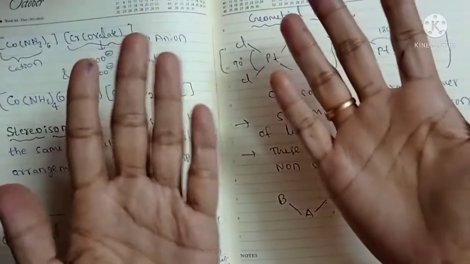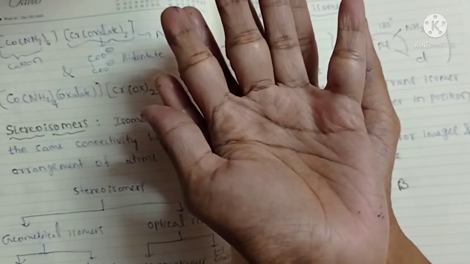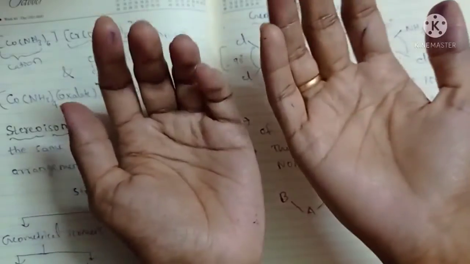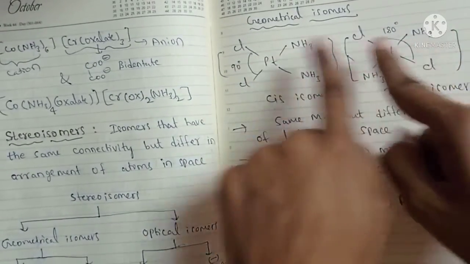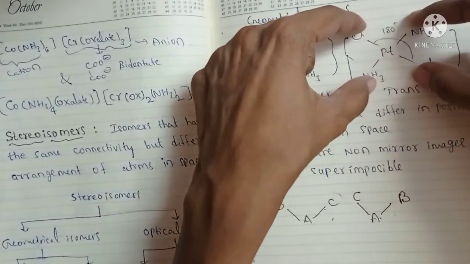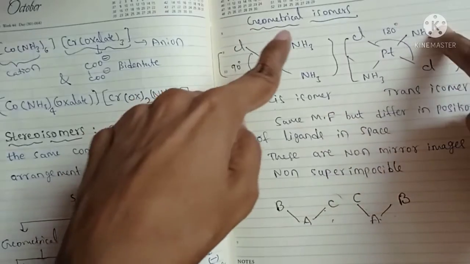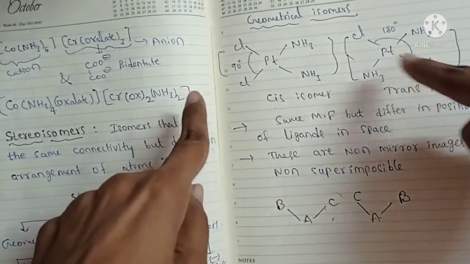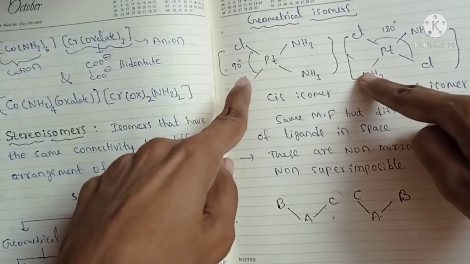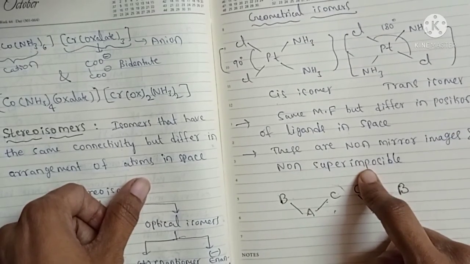What is meant by superimposable? For example, if you put it like this, it is different. So this is called non-superimposable. Superimposable means if you put it like this, it matches exactly. If you put this compound on this compound, here chlorine and chlorine are there, but here ammonia is there, and in place of chlorine ammonia is there, and in place of ammonia chlorine is there. That is called non-superimposable. So these are non-mirror images and non-superimposable isomers.